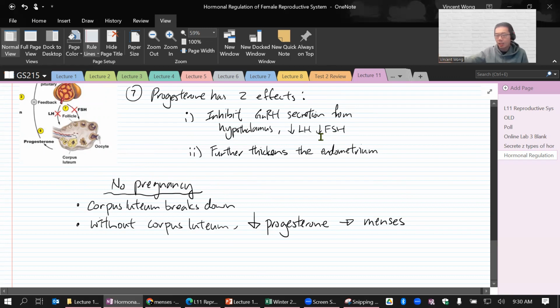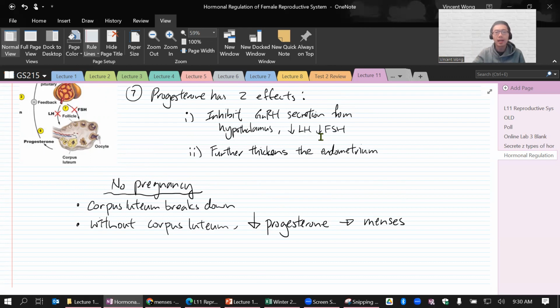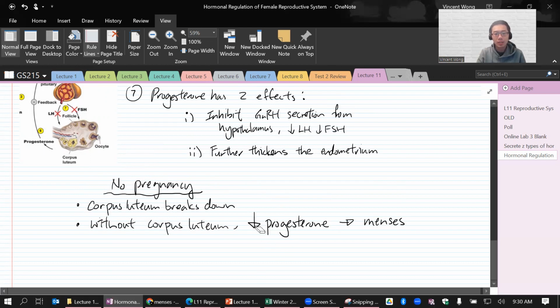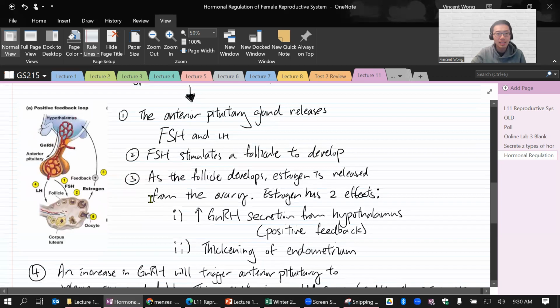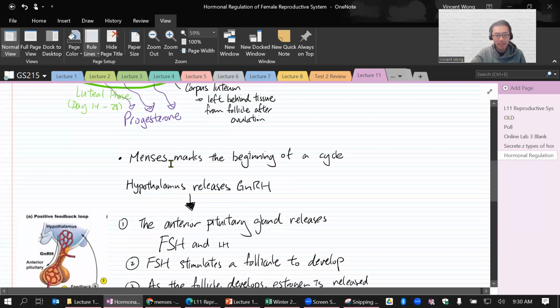But now pregnancy did not occur. The egg is gone. It's time for another egg, right? So when you decrease the progesterone, not only does the menses occur, but now you will increase GnRH because the suppression is no longer there. If we go back to the beginning of the note, you can see after the menses happens, the hypothalamus releases the GnRH because the progesterone negative feedback is no longer there.